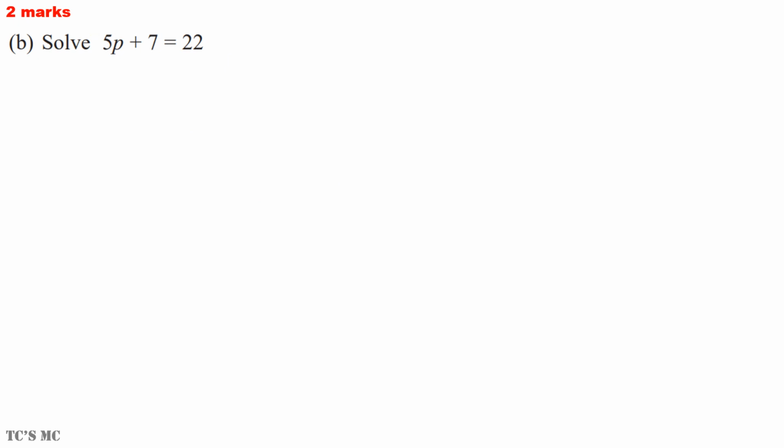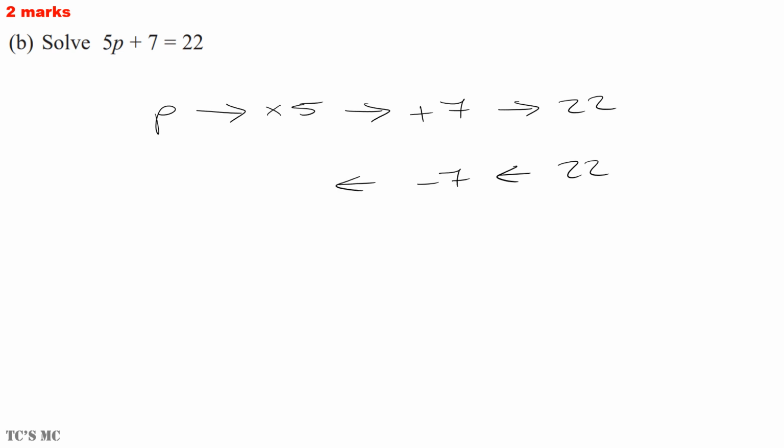Solve 5p add 7 equals 22. I am going to use the flowchart method. 5p means multiplied by 5. Add 7 is just add 7. That gets us 22. To solve, we need to go backwards and do the inverse. So first we need to subtract 7 and then divide by 5. For writing this, we now have 1 mark.